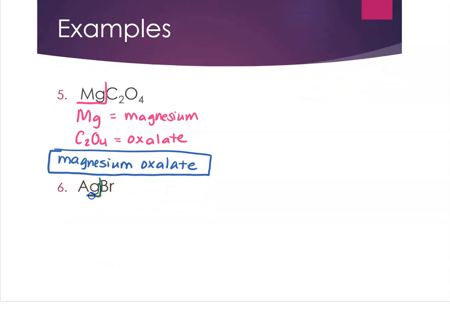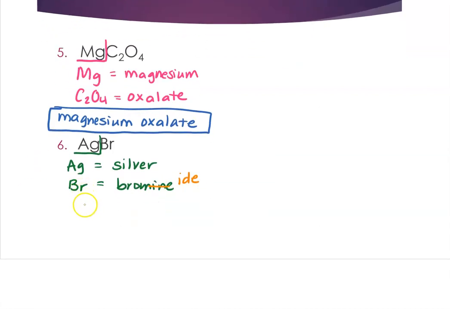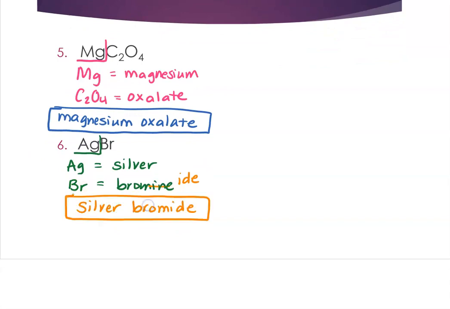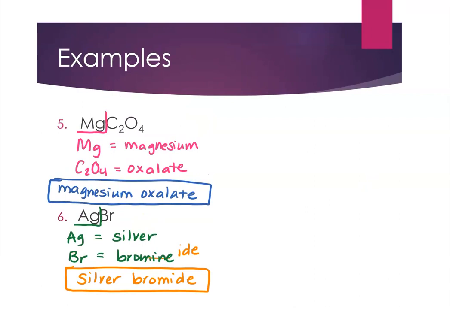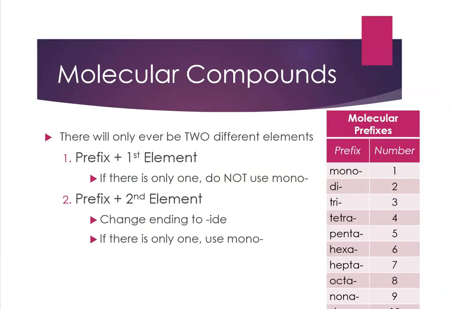AgBr, that's only 2 elements, so I just split it into Ag and Br. Ag is silver, Br is bromine, and then because Br is an element, I change that ending to IDE, and that becomes silver bromide. All right, that's how we do ionics. Let's now take a look at molecular compounds.